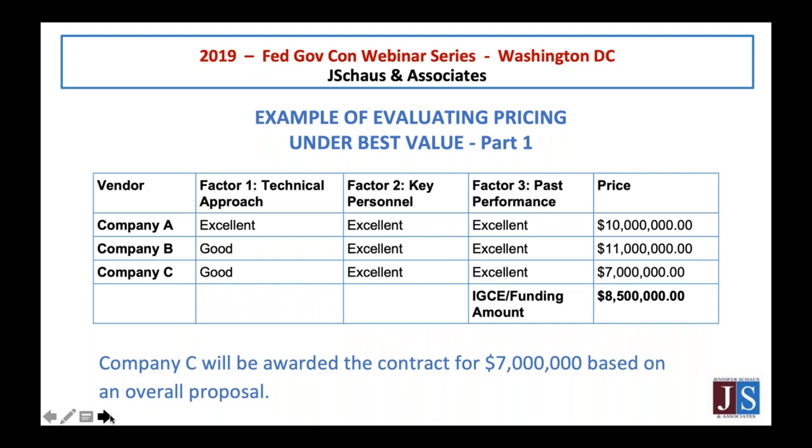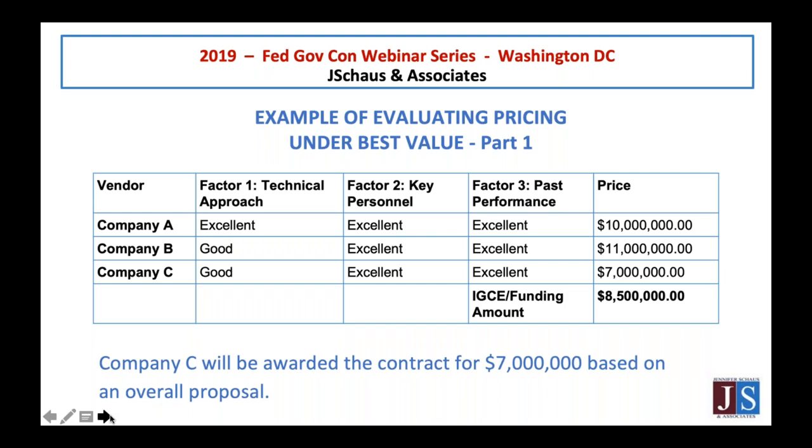So here in this example, the evaluation panel has come up with the consensus, and this is what they'll submit to the contracting officer. Let's say company A has received an excellent score for technical approach, an excellent score for key personnel, and an excellent score for past performance, and their price is $10 million. Company B has a factor one score of good, which is normally the second highest rating, and then they have an excellent score on key personnel, an excellent score on past performance, and their pricing is $11 million.